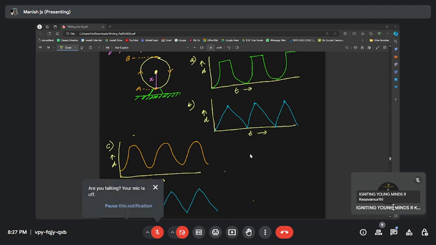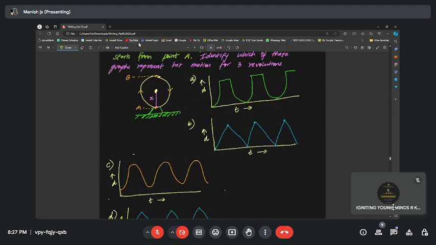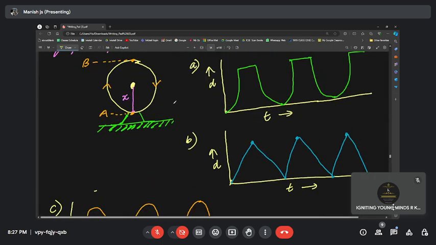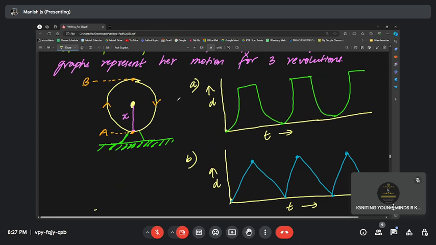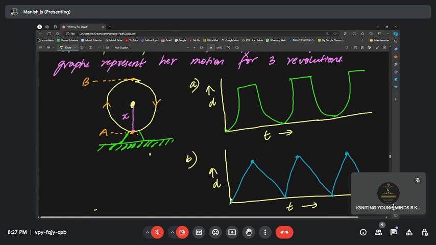So the answer is C actually. I'll explain why it is C and how it is C. Now, all of you are going to see this particular graph. Let me just zoom in. First I'll show the giant wheel. Now Sanya is starting from point A, accepted. From here, she is moving 3 revolutions, right?